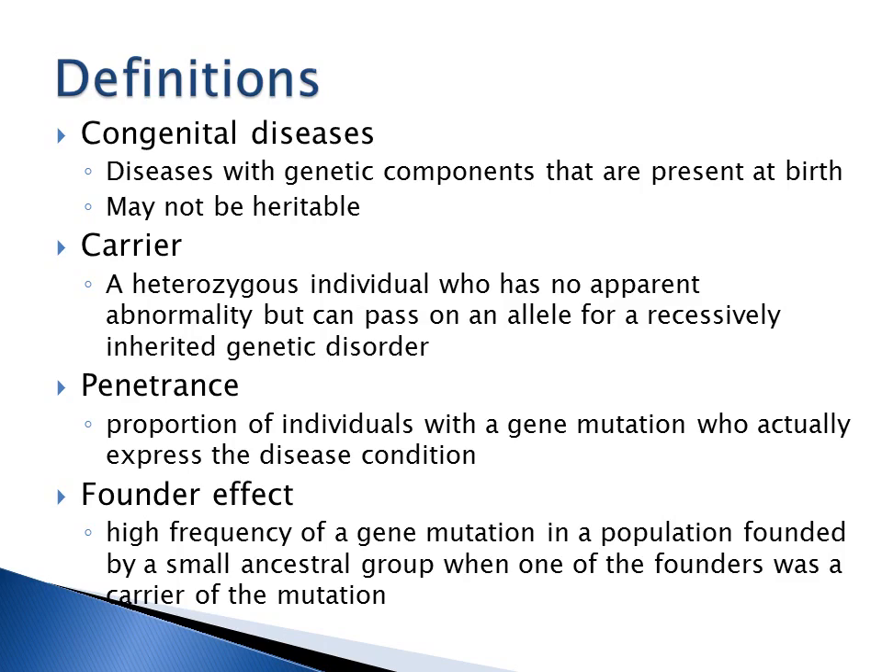Some definitions are as follows. Congenital diseases are diseases with genetic components that are present at birth. However, keep in mind that a genetic disease may not be a heritable disease. An example of a congenital disease that's not inherited is spina bifida. A carrier is a heterozygous individual who has no apparent abnormality, but they can pass on an allele for a recessively inherited genetic disorder.